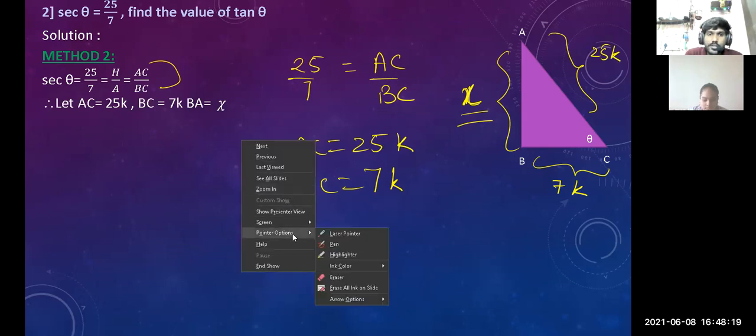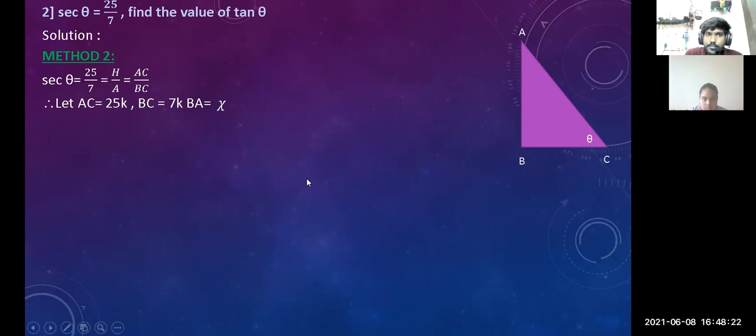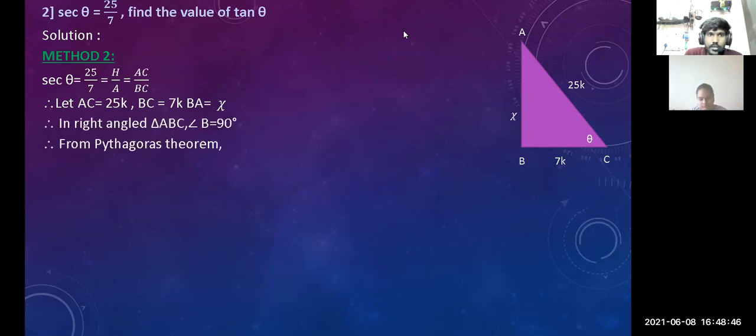Now you have to use which theorem? Which theorem did we use in the last sum also? Turn your pages and see which theorem we used. Pythagoras theorem. So in this right angle triangle, angle B is 90 degrees. So from Pythagoras theorem, AB square plus BC square is equal to AC square. Now substitute the value.